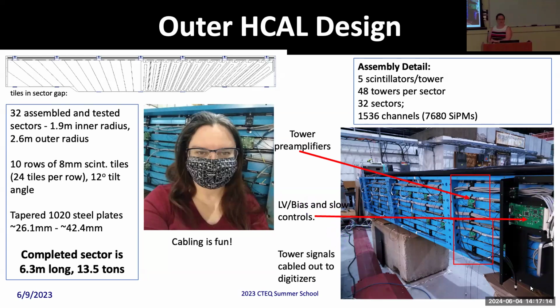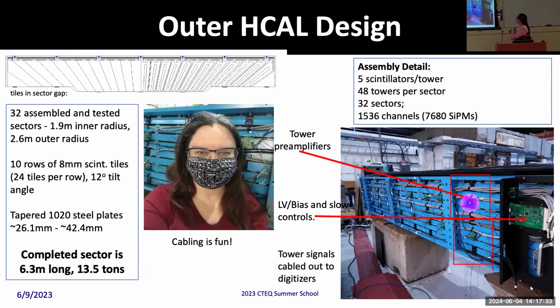They're 6.3 meters long. They weigh 13.5 tons. So you clearly can't lift them up. That's why these cement blocks. And inside are the scintillating tiles. So you can somewhat see this in the photo. So they're different tiles they get slid into the scintillator.